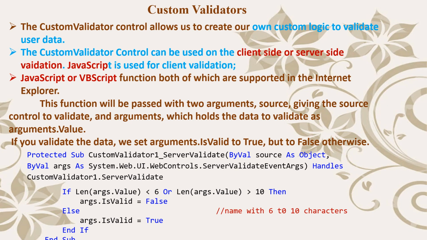And when you pass the function, it will have two arguments. One is source, giving the source control to validate, and the other is arguments, which holds the data to validate as arguments dot value. And we need to validate the data, and we need to set arguments dot is valid to true, but to false otherwise. And this is the code that has been given over here in order to validate for a specific constraint.